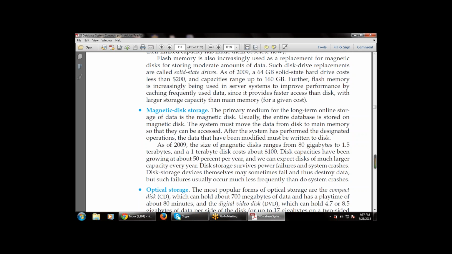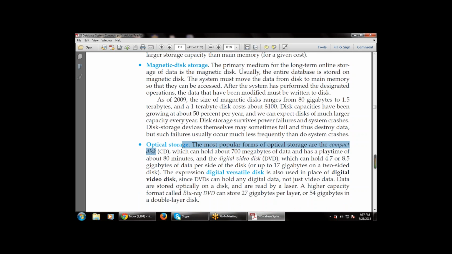As of 2009, the size of the magnetic disk ranges from 80 GB to 1.9 TB. Next is the optical disk. The most popular forms of optical disk are the compact disk, that is a CD, which can hold about 700 MB of data and has a playtime of about 80 minutes, and the DVD, that is a digital video disk, which can hold 4.7 or 8.5 GB of data per side of the disk.